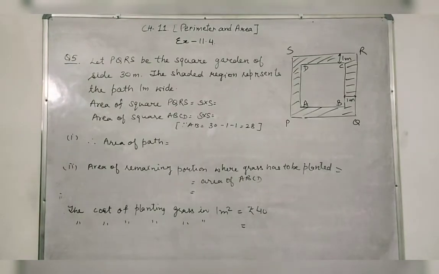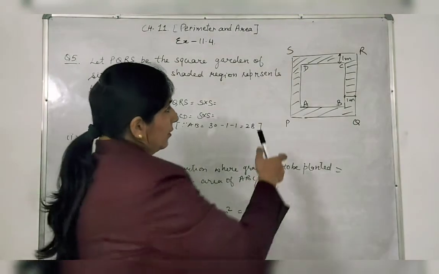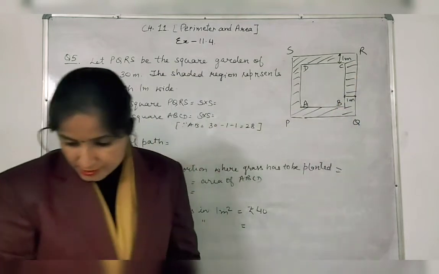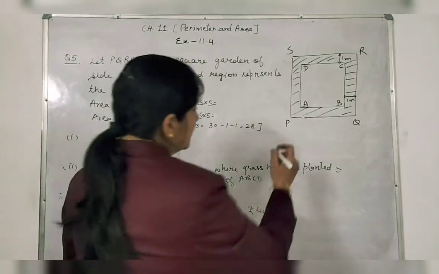Now question number 5, students. In this question there is a square garden. This is the square garden, and the side of the square garden is given as 30 meters.